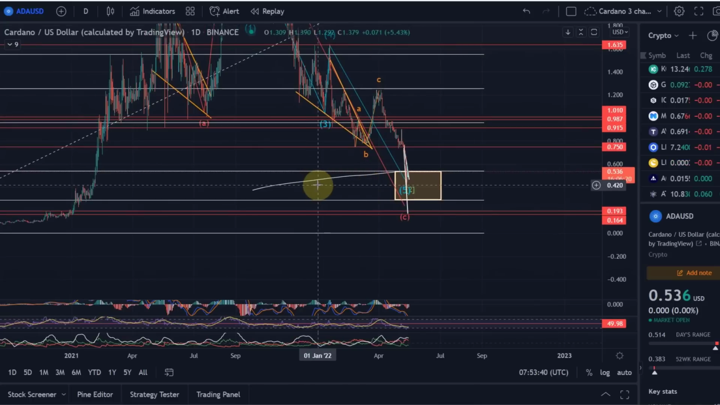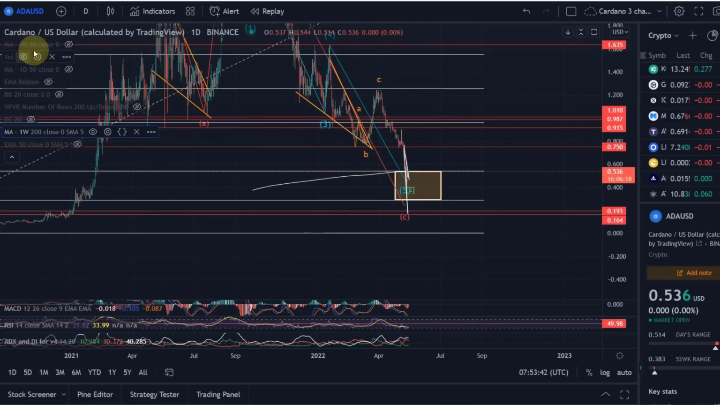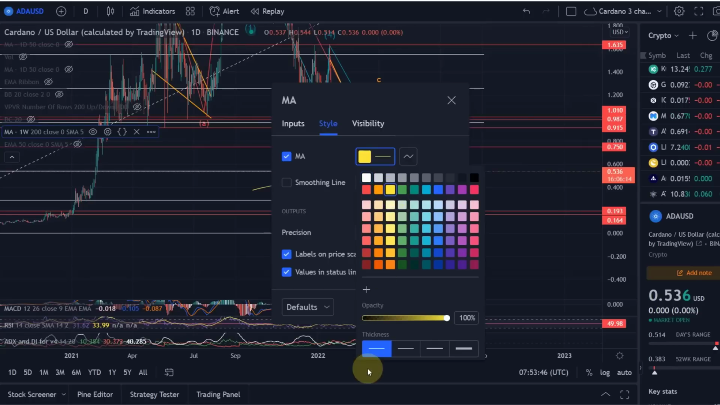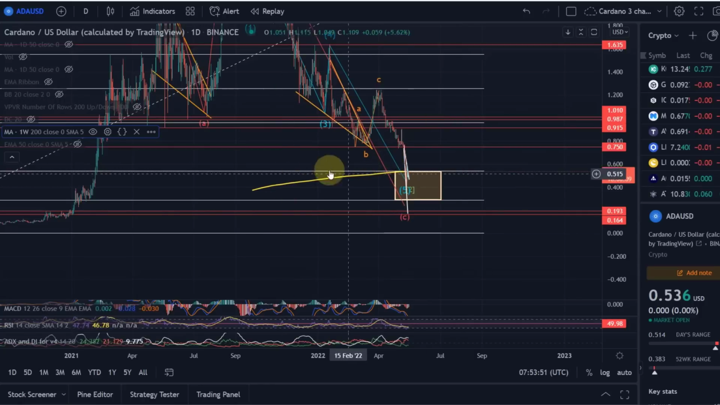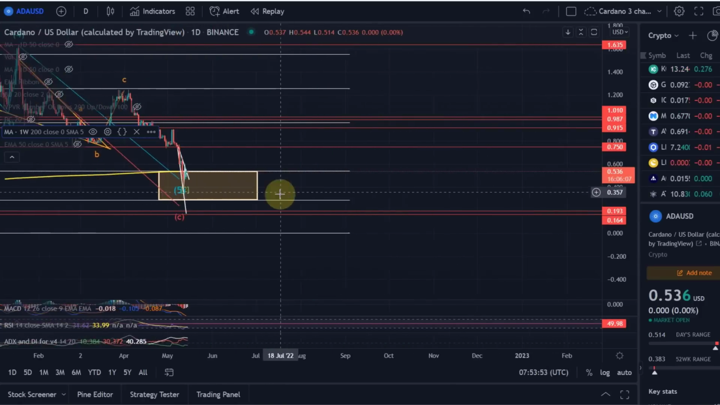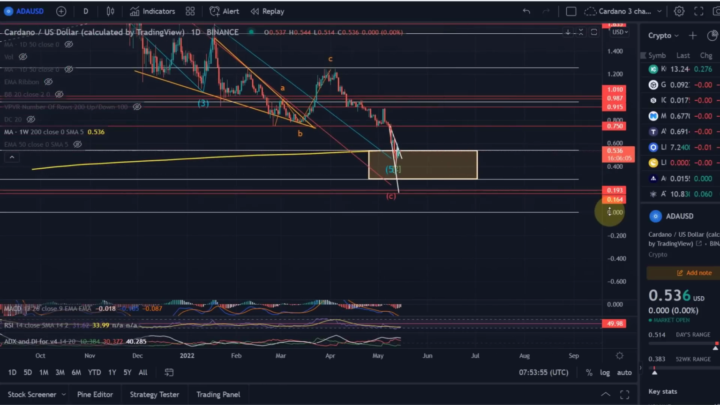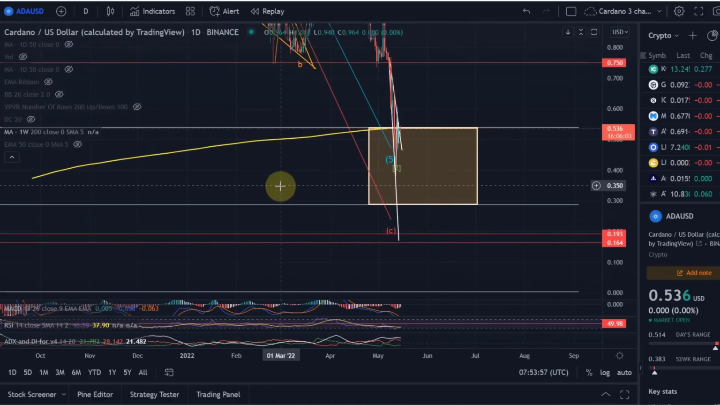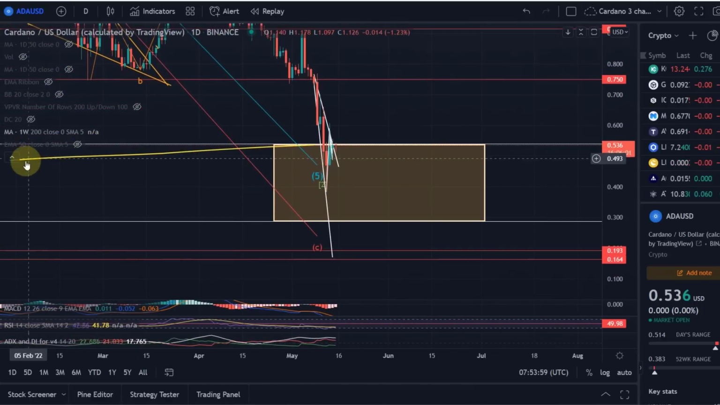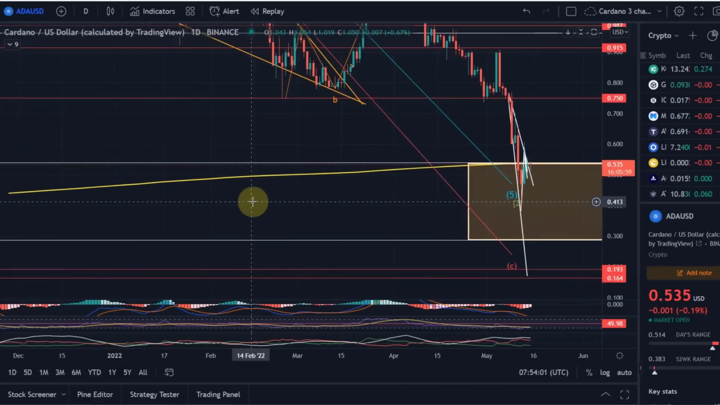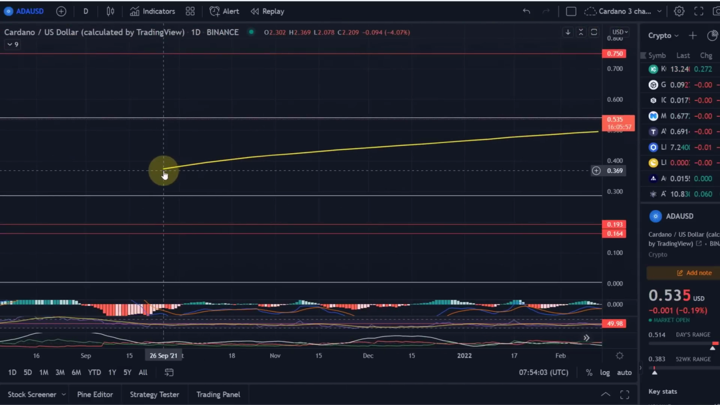Bear in mind as well, and I will change the color, this is the 200-week moving average we have here as well. I've just changed it to yellow here. I am not sure how much relevance the 200-week moving average has for ADA. It is pretty relevant for Bitcoin, but for that reason I had it on the chart here. And because of the length of the chart history, we don't have a very long 200-week moving average.